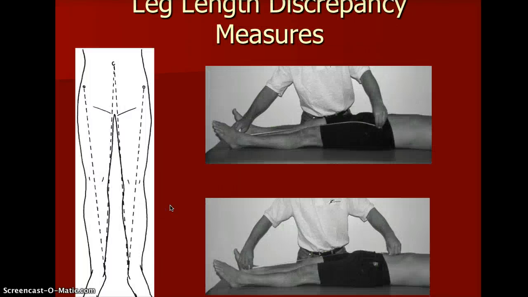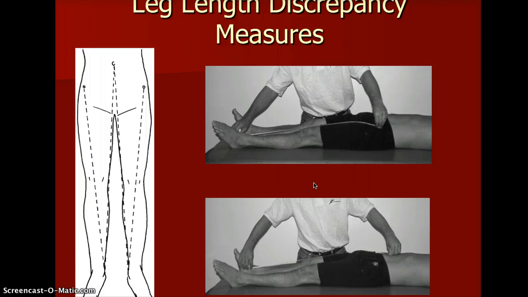One of the last things that can be done is also leg length discrepancy measures, and there's a specific way to do this. And here you see the examiner measuring from the ASIS to the medial malleolus on each leg, and you also measure from the umbilicus to the medial side of the foot to determine whether this is a functional leg length discrepancy or if it's an anatomical leg length discrepancy.